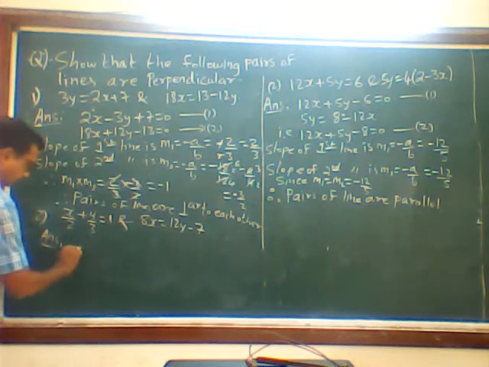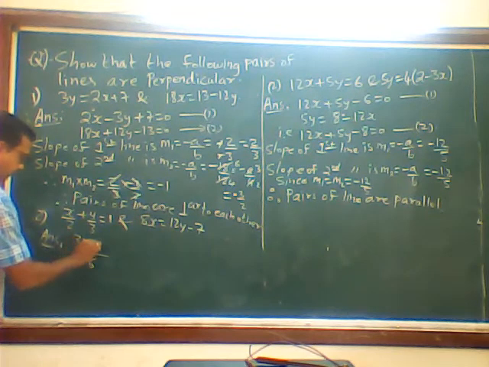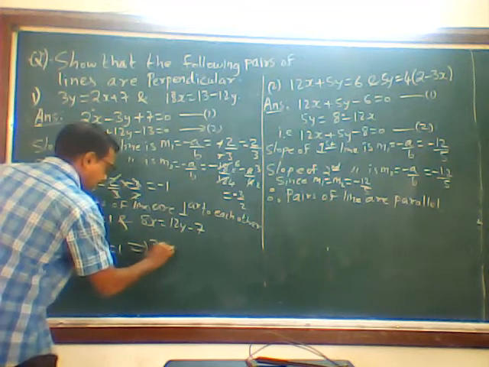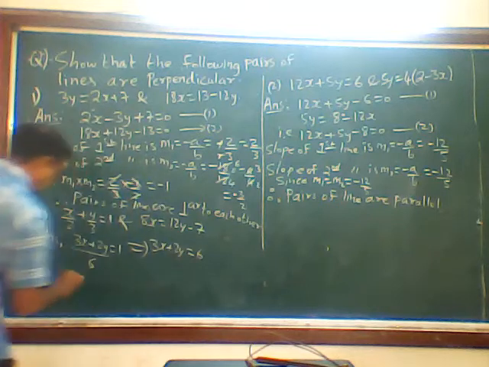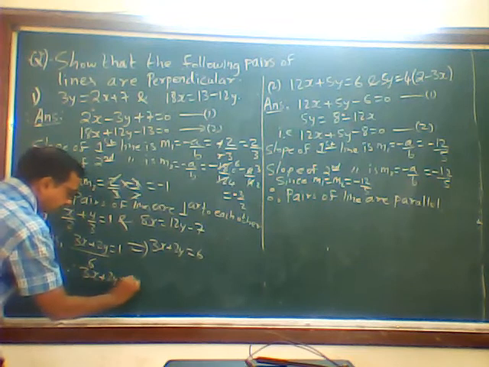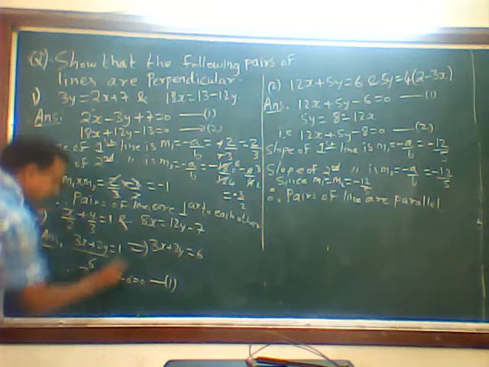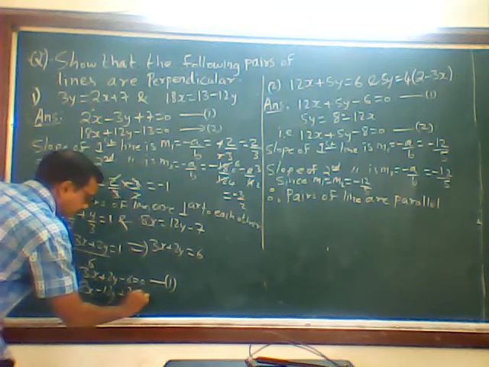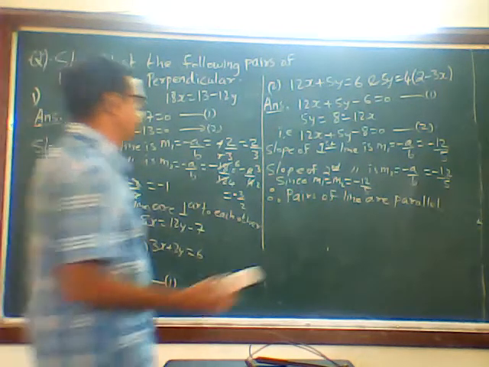So what I do is, when there is 2 and 3, the LCM is 6. 3 into x plus 2 into y is equal to 6 into 1, which is 6. Therefore, 3x plus 2y minus 6 is equal to 0, equation number 1. Next, this one, 8x as it is, this 12y will come this side, minus 12y plus 1 is equal to 0. Then we will again find the slope of the first line and the slope of the second line.